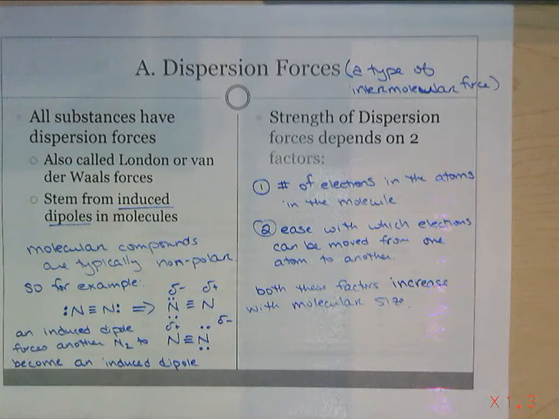So both these factors increase with molecular size. Larger molecules have more atoms. More atoms means more electrons available. So more electrons available means it's easier to disperse just two from one side to the other.